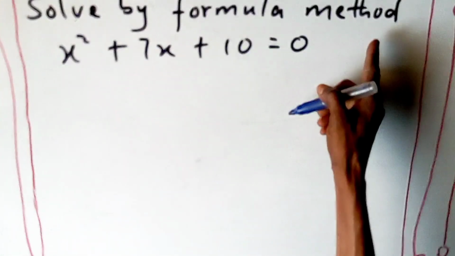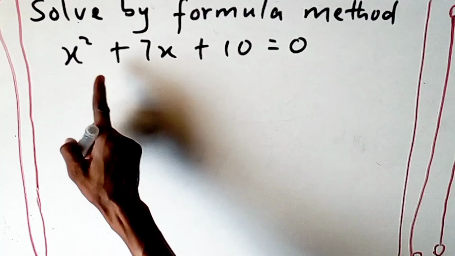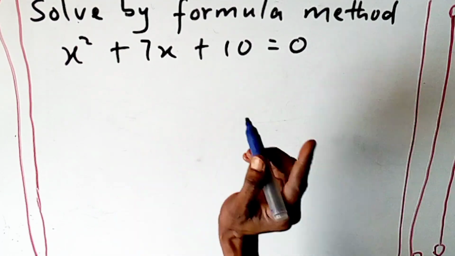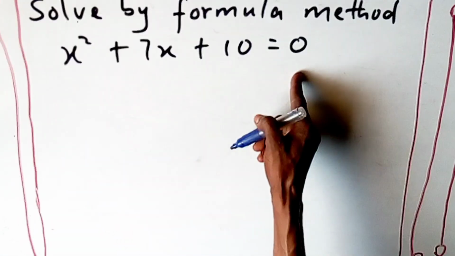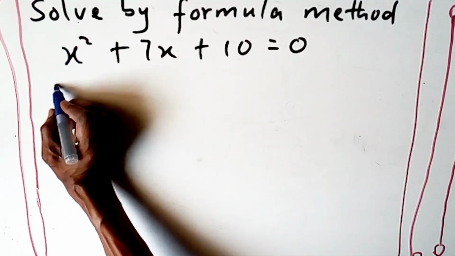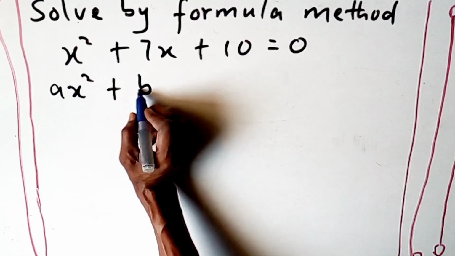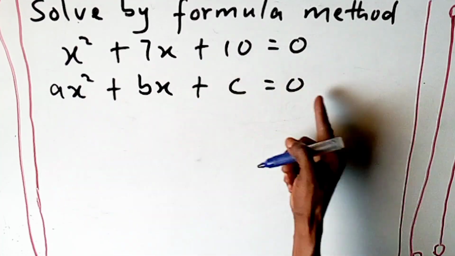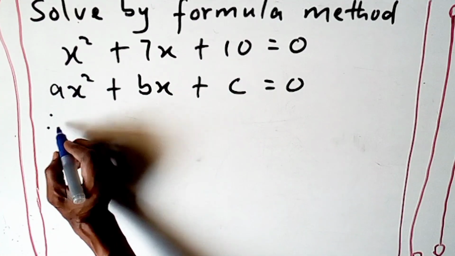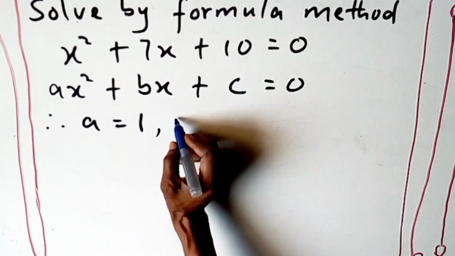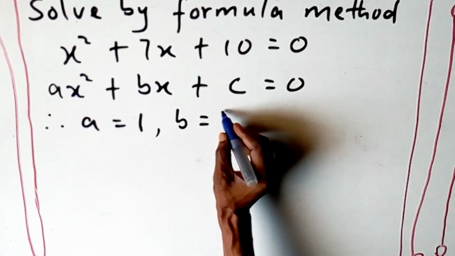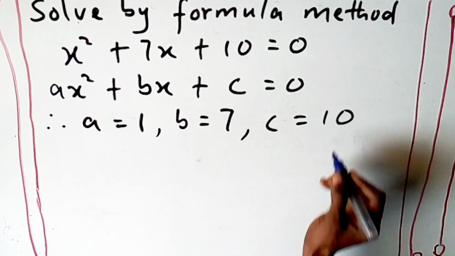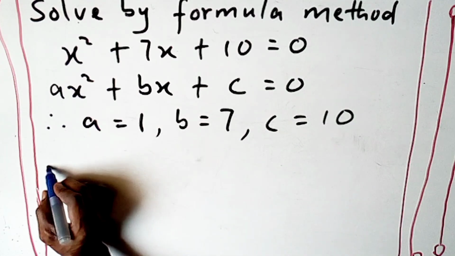Another example says x² + 7x + 10 = 0. This time we are using the formula method. The first one was the factorization method. The general form of a quadratic equation is ax² + bx + c = 0. Let's not forget comparing these two. a = 1, b = 7, and c = 10.